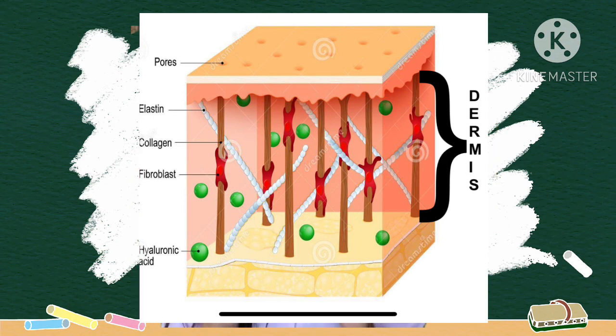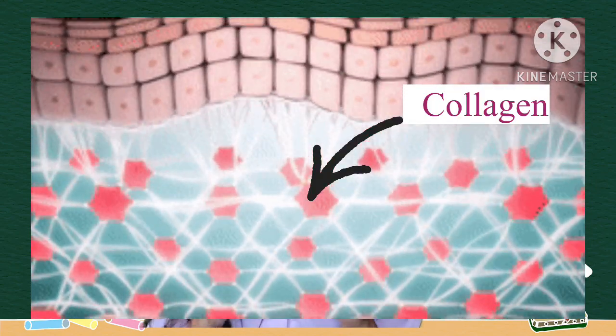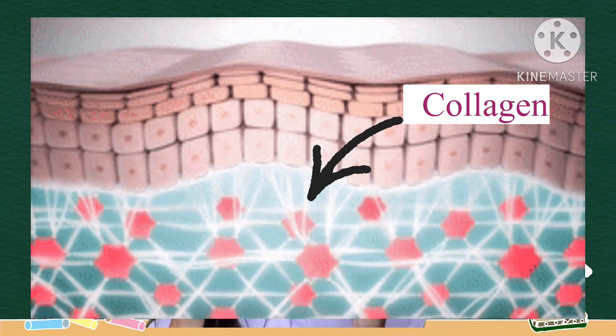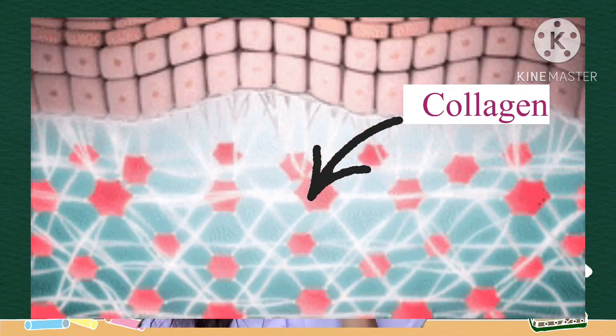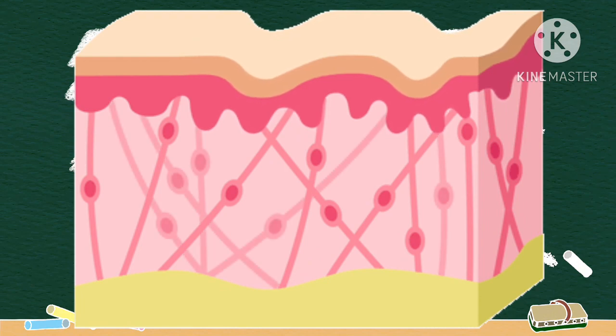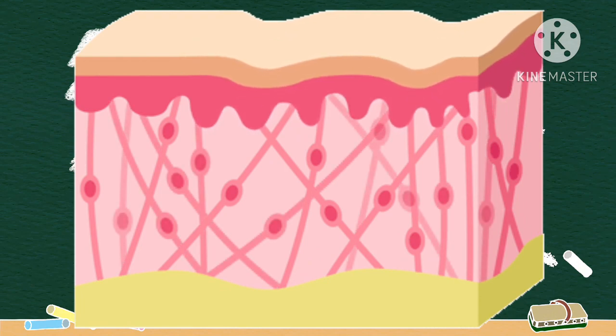So let's see the first protein, which is collagen. Collagen is a very important protein involved in maintaining the firmness of your skin. Collagen is a protein made up of amino acids, and it is responsible for maintaining the structure or support of your skin. If collagen is present in your skin layers, it will hold your skin tightly and will maintain the firmness of your skin.